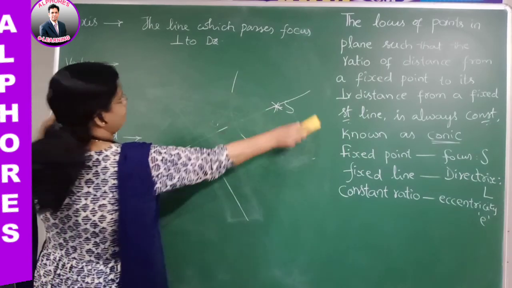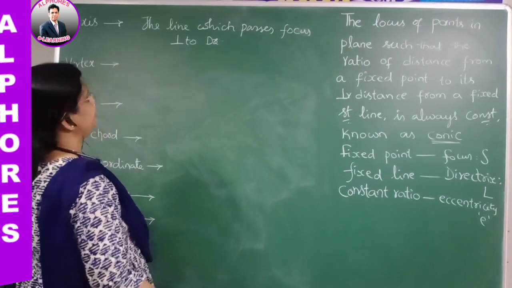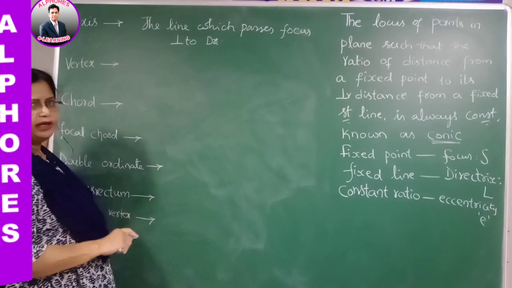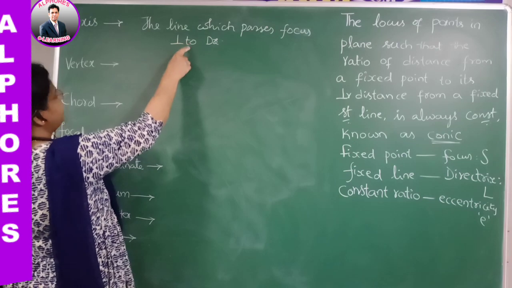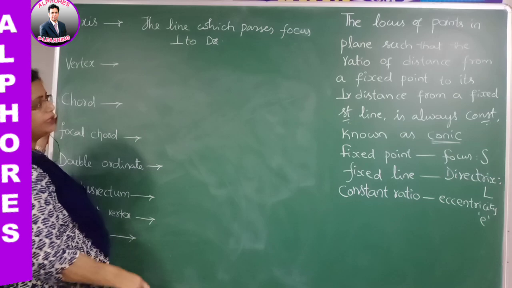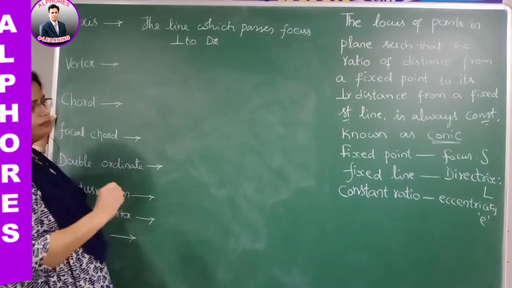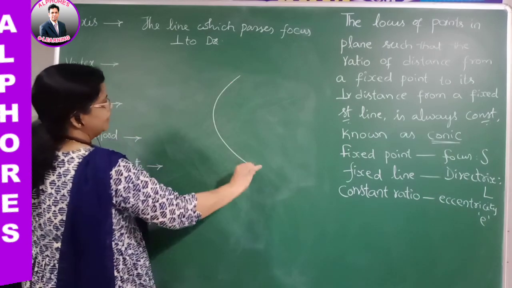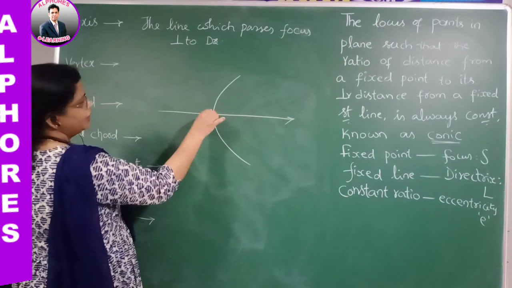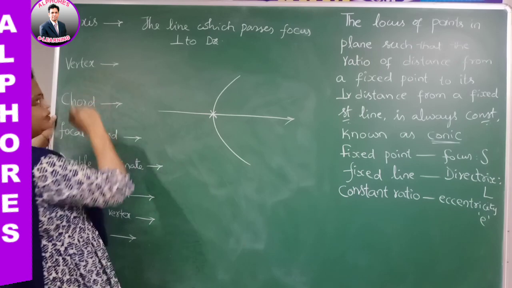And the next one is vertex. What is the vertex of a conic? Whatever conic you got, parabola, ellipse, etc., if the conic is intersecting the axis, then that point of intersection is the vertex. Sometimes it may intersect at 2 points, or sometimes at only 1 point. Suppose the conic is like this and this is our axis. Now the axis and the conic intersect at one and only one point, and this point is known as the vertex.